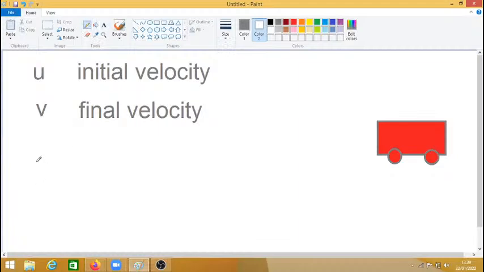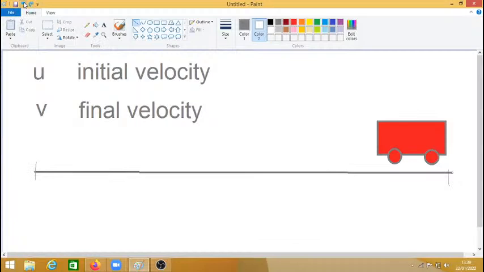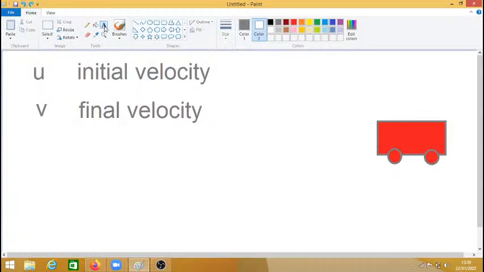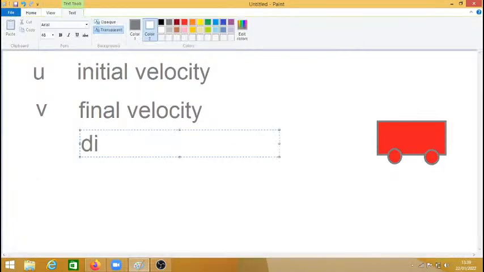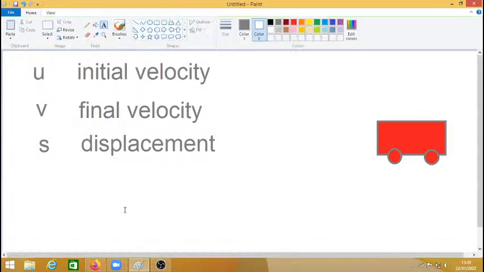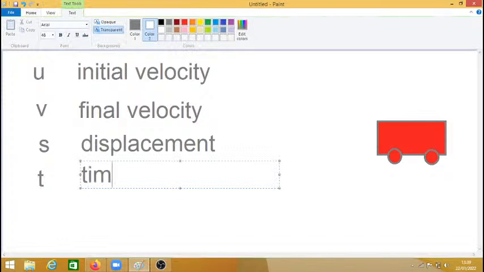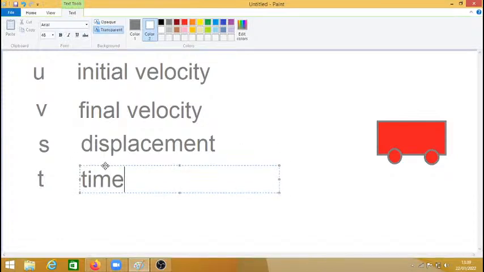If it started here and it ended here, then the distance in between is interesting as well. How much distance did it cover? That's also known as displacement, but you can just think of it as distance, really. The proper word is displacement, and we use the letter s for displacement. Then comes how much time it took, and we use the letter t for time, typically measured in seconds.